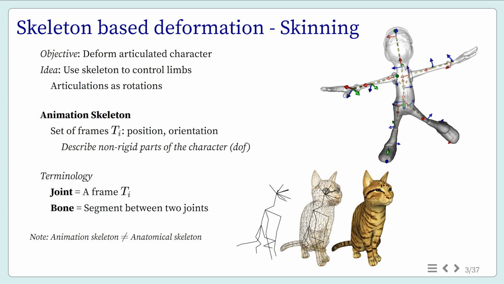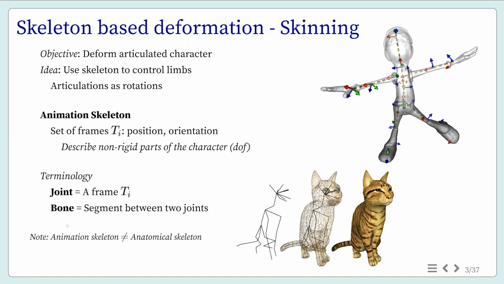So actually the animation skeleton is defined by a set of frames that we call Ti, that are going to be 4x4 matrices containing position and orientation, and they are going to describe the non-rigid parts of the characters. So in other words, they are going to be the degrees of freedom of this character. We commonly call joint the frame of the articulation, and the segment between two joints is going to be called, obviously, a bone.